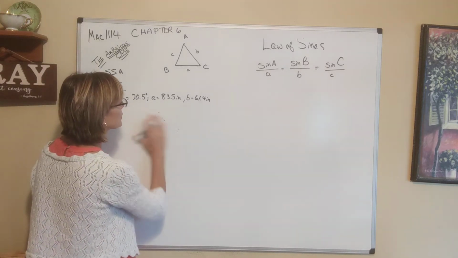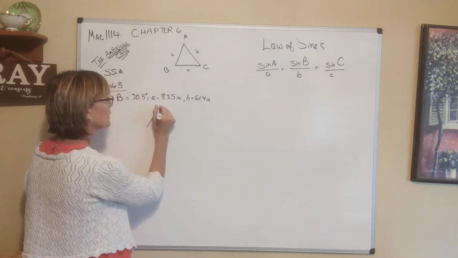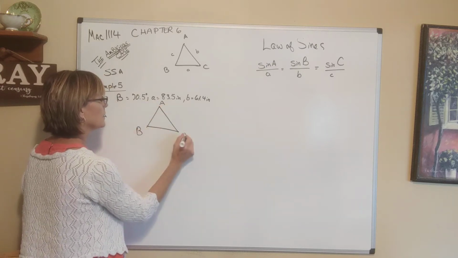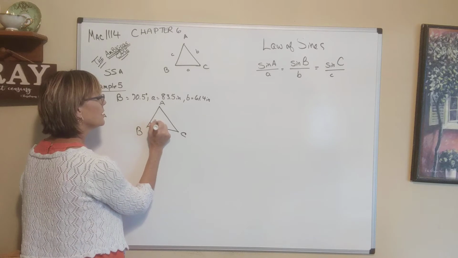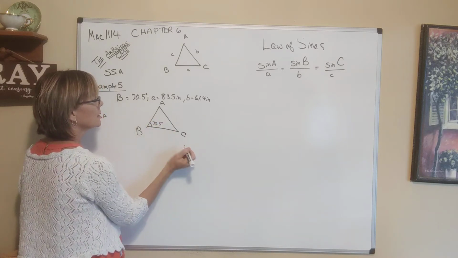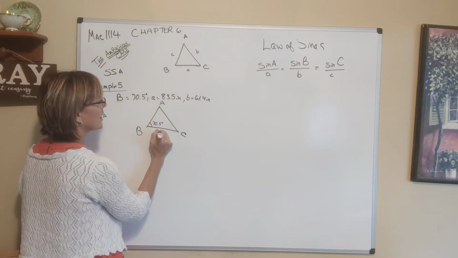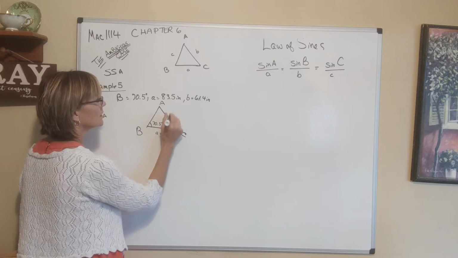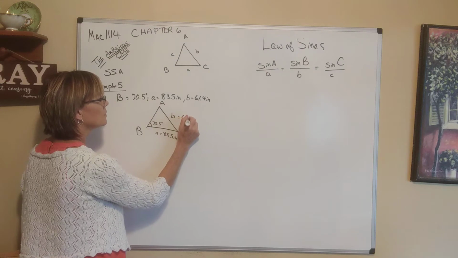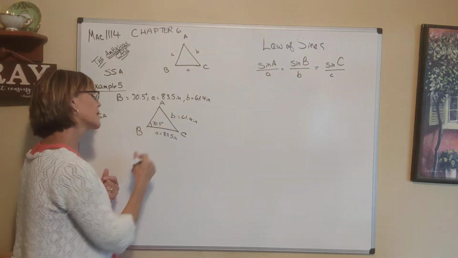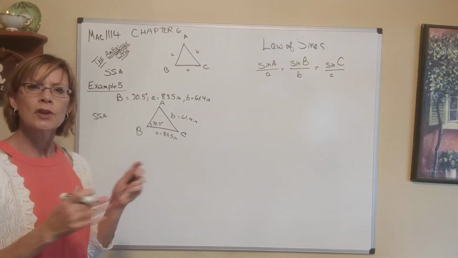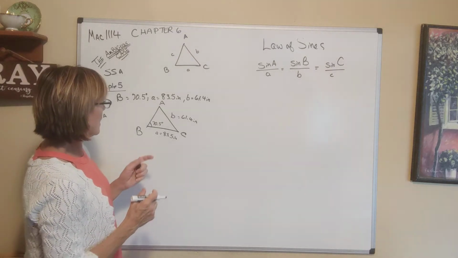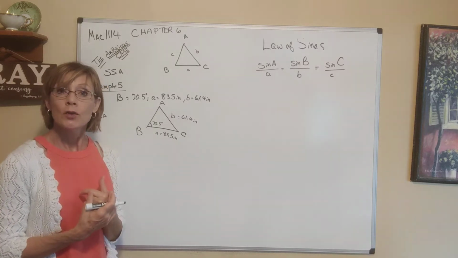So let me make this bigger just so I can draw stuff in it. A, B, C. Angle B is 70.5 degrees. Little a is 83.5 inches. Little b is 61.4 inches. So they say, hey, here's the information, go find out the rest of the triangle. So start by finding the only angle you can.